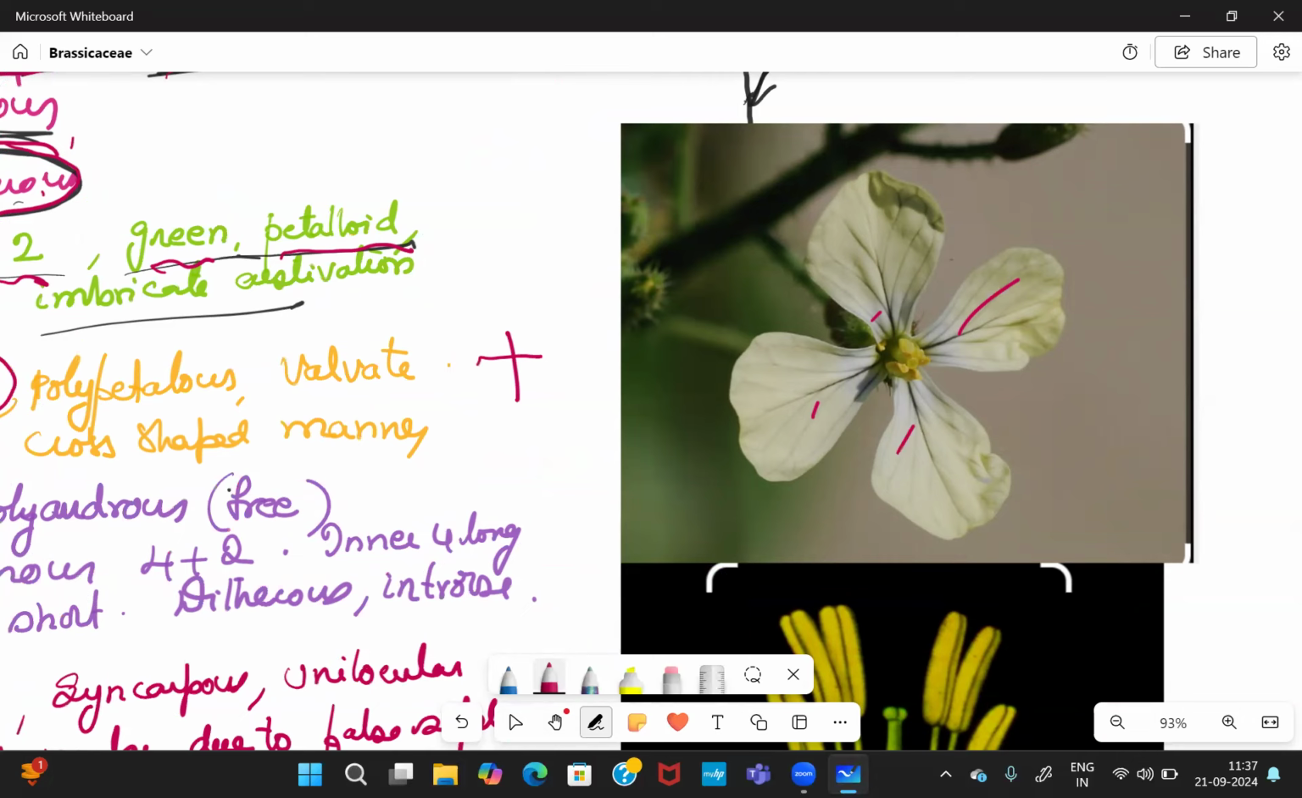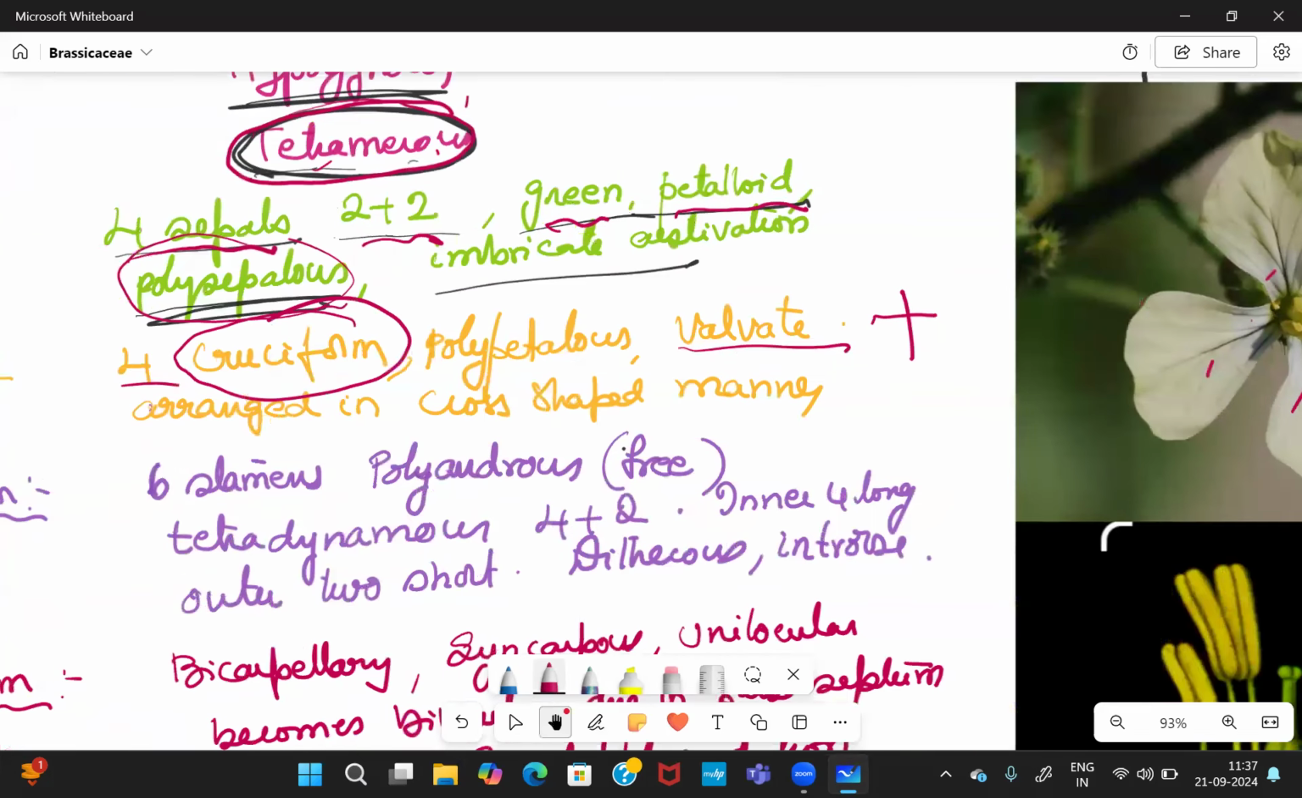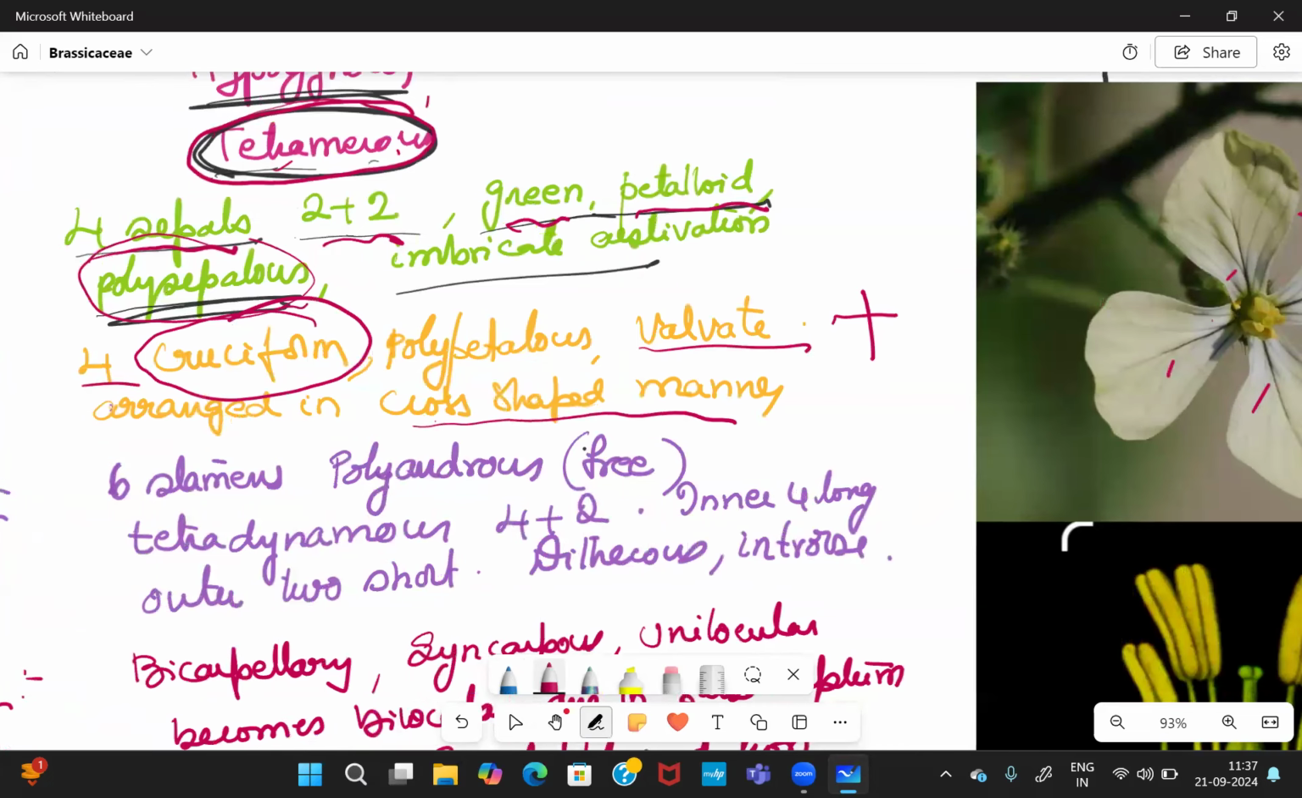Polypetalous. Are they showing any overlapping? No, so they show valvate aestivation. All are free: polypetalous, valvate aestivation, arranged in a cross-shaped manner.